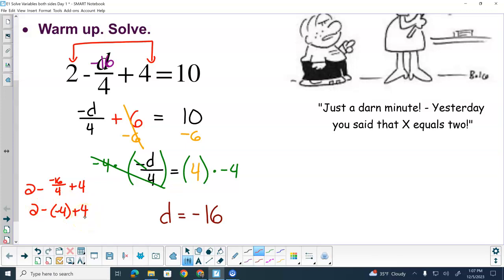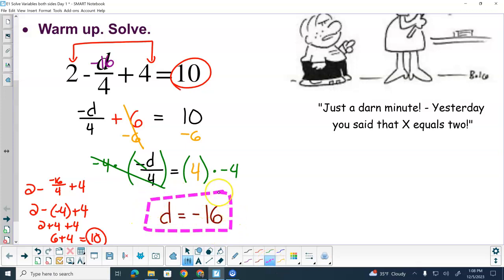Somebody other than Jesse now. What is 2 minus negative 4? Why is it 6? Subtracting a negative is really adding, right? So 2 plus 4 here is really 6. 6 plus 4 is 10. And 10 equals 10. So now we can brag about our answer because we know that we got it right.